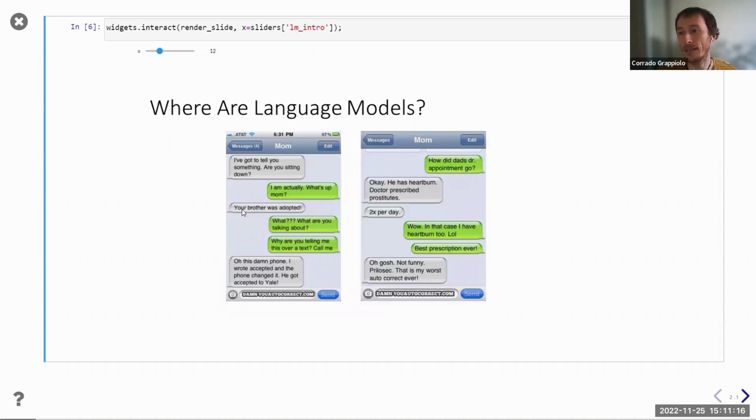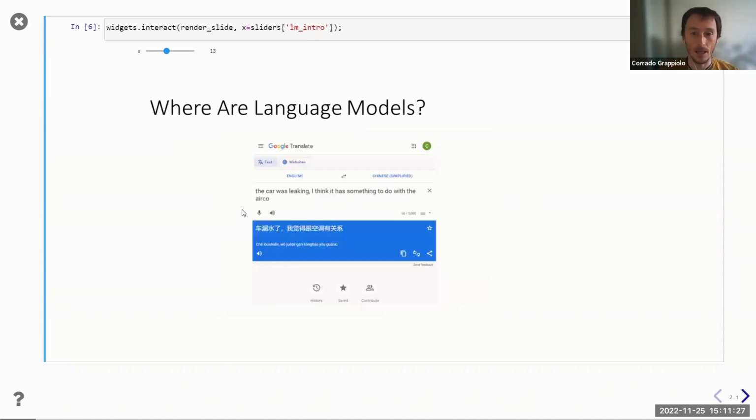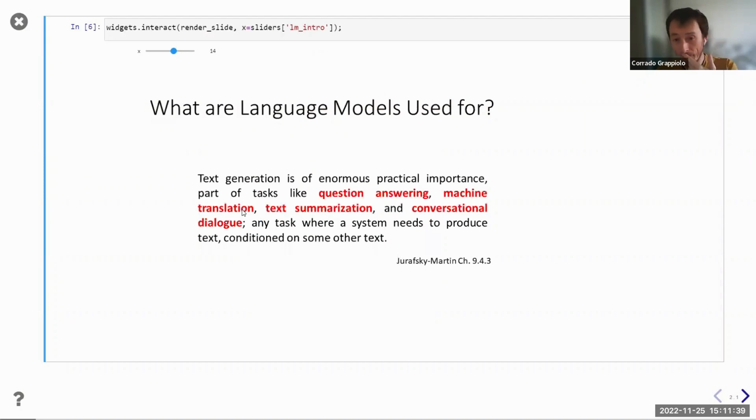Another example is when you use the phone and write text, and the app suggests the next word that you can fill in. And also in translation: machine learning systems that are used to translate from one language to another rely on language models.